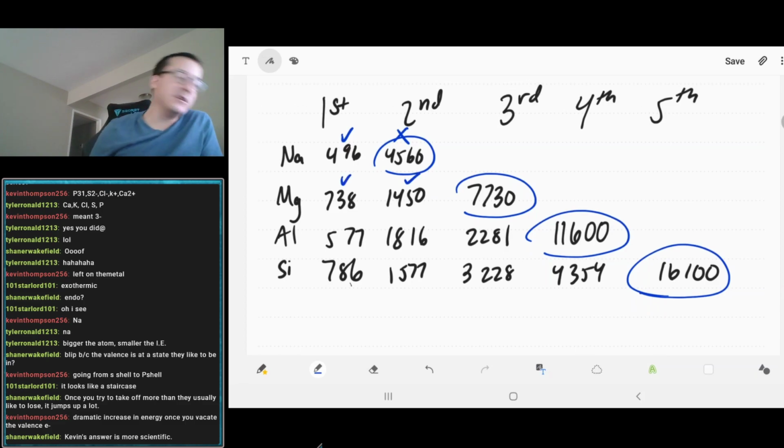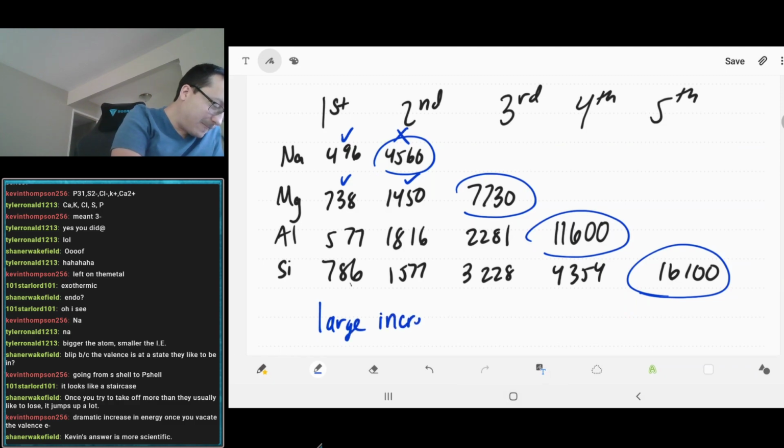Magnesium can lose its 2 electrons, no problem. But losing the third one is going to cost way more energy. For aluminum, losing a 4th one, way more energy. Silicon, same thing. So that's the trend here. So we see a large increase in ionization energy after the preferred charge.